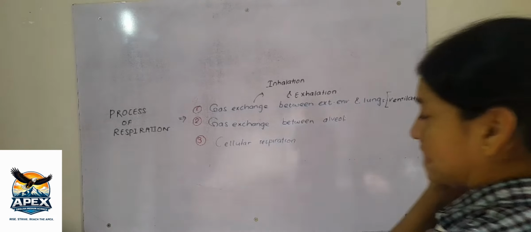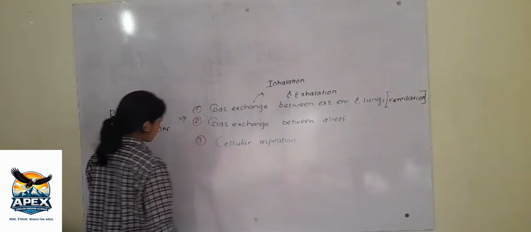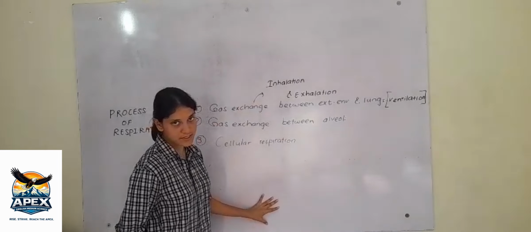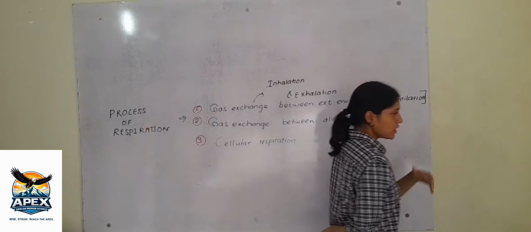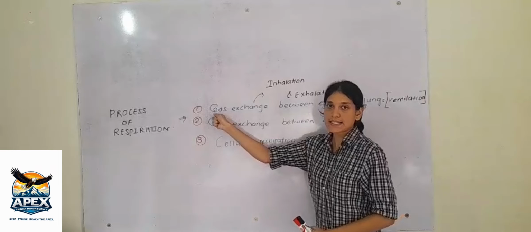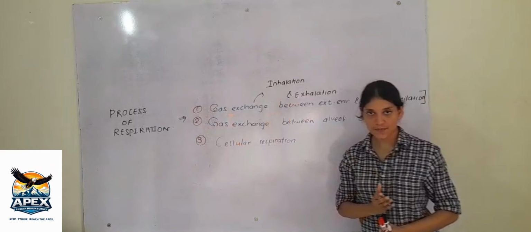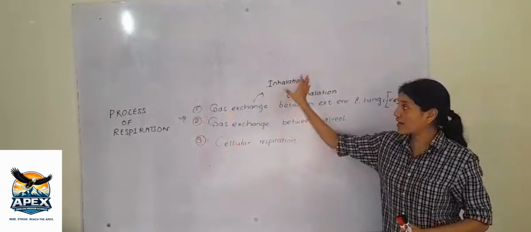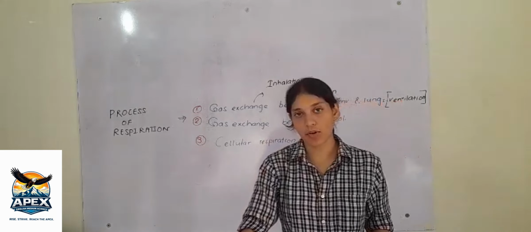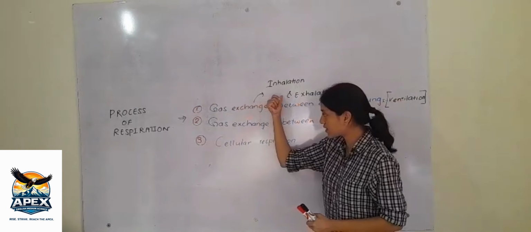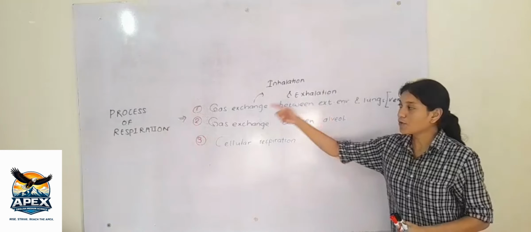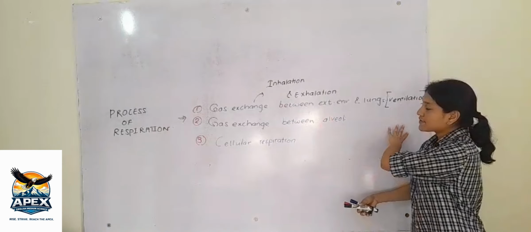Okay, so now let's move into the process of respiration. This is a little bit complex process, and it occurs in three stages. First of all, the gas in the external environment has to be taken into our lungs. That is called inhalation. And the gas is taken out from your body, out from your lungs, that is called exhalation. So the gas exchange between the external environment and the lungs is the first stage of the process, and that is called ventilation.